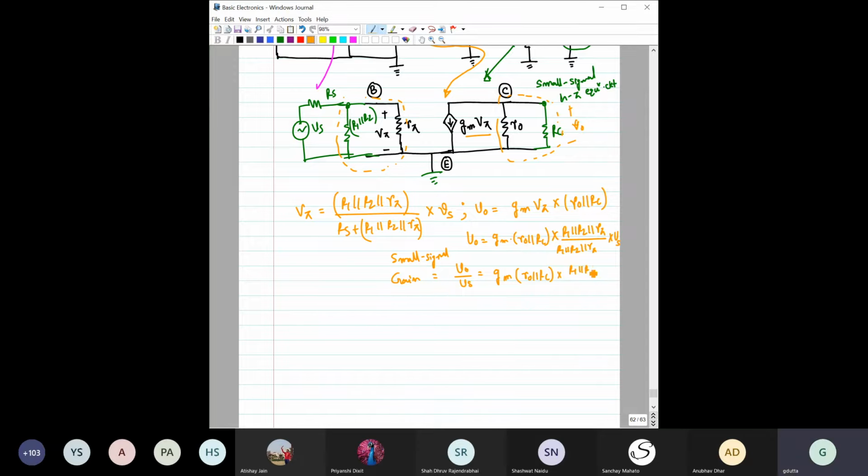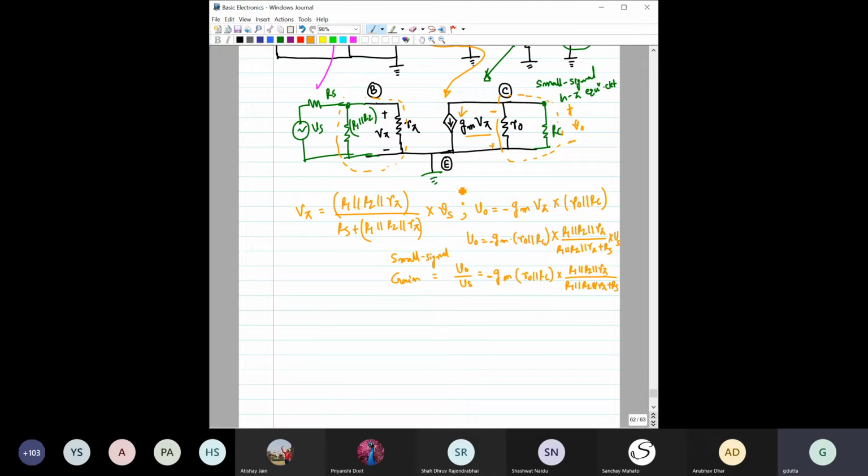So it is R1 parallel R2 parallel R pi divided by R1 parallel R2. I think here also I missed one part: R pi plus RS, here you will have this RS as well. Now, if you know this V output, this current flowing like this will cause a voltage drop here in this polarity, but we have considered V out to be like this, so we should have put a minus sign here. So that way you can see this.